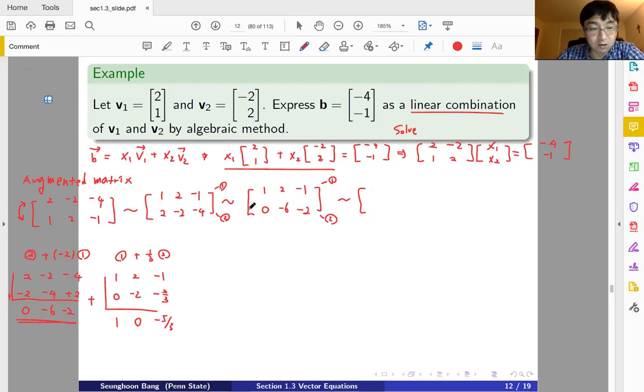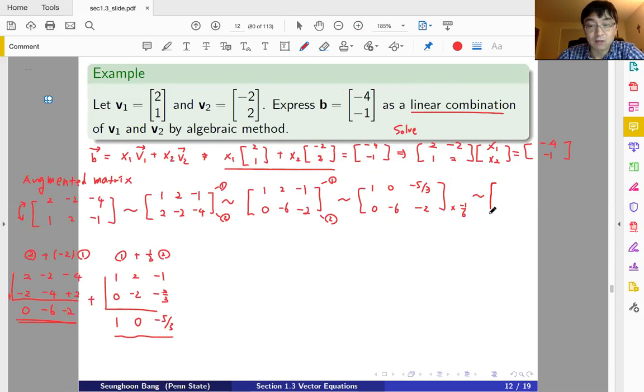So was it like the first row replaced by 1, 2, -1, 2? The new one is 1, 0, -5/3. The second row is 0, -6, and -2. The next, you have the scaling: the second row times -1/6.